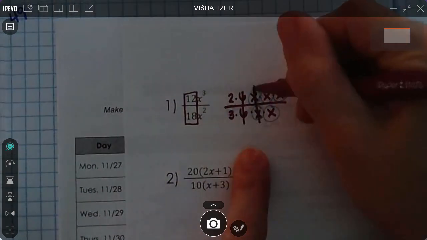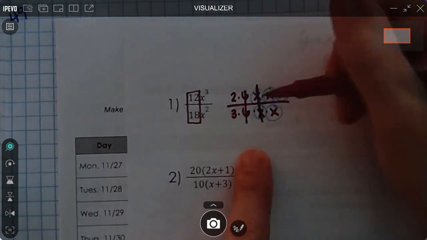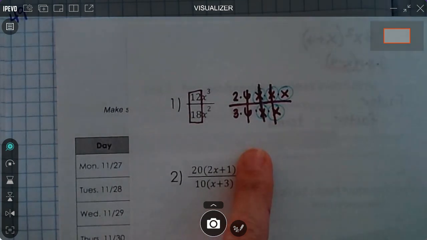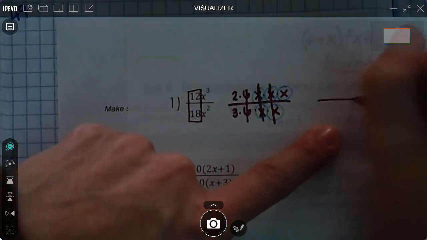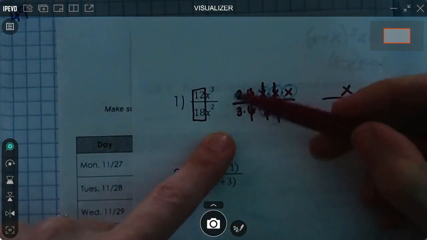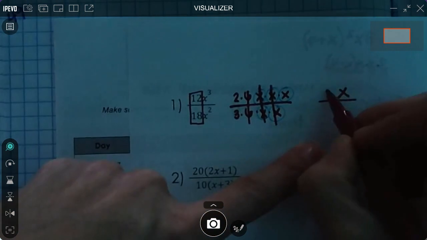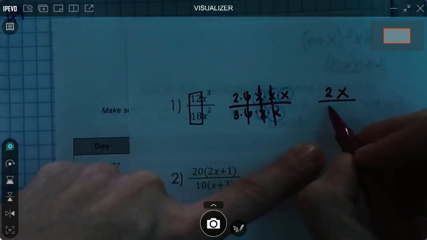This x, right? And this x. Do y'all remember canceling things like this in Math 1? No, 1x. There's 1x left. Where? On the top or the bottom? And what numbers are left? 2 on top, and what's on the bottom?